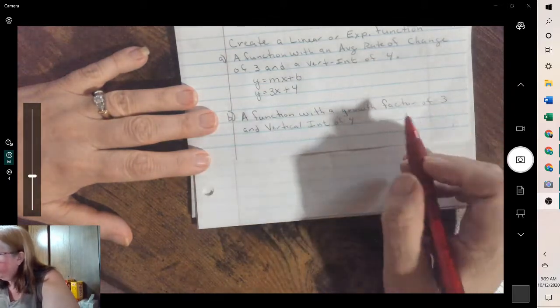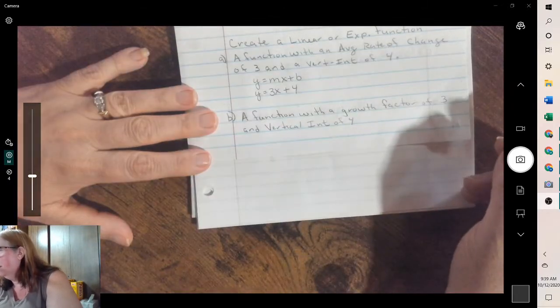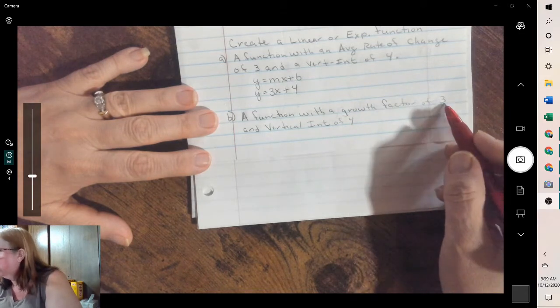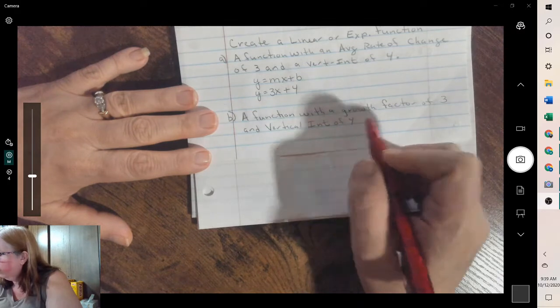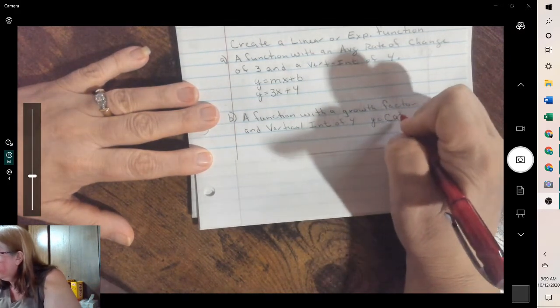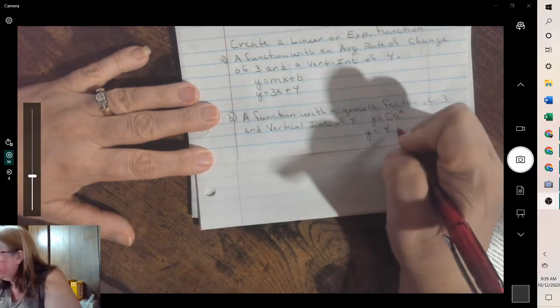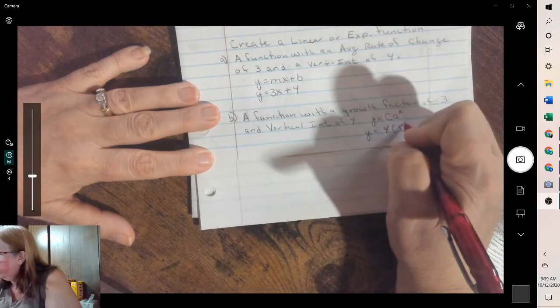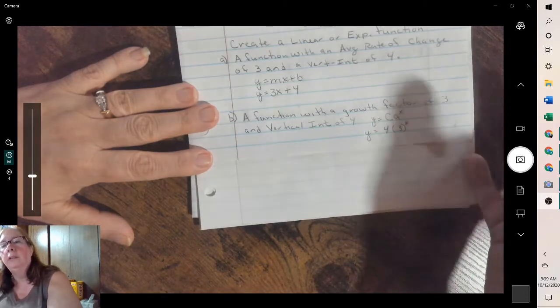A function with a growth factor of 3, that means the first one's 3, the next one grows by 9, it's growing by multiples. And the vertical intercept of 4. So the initial amount is the 4, and it's 3 to the x, because this is our growth factor.